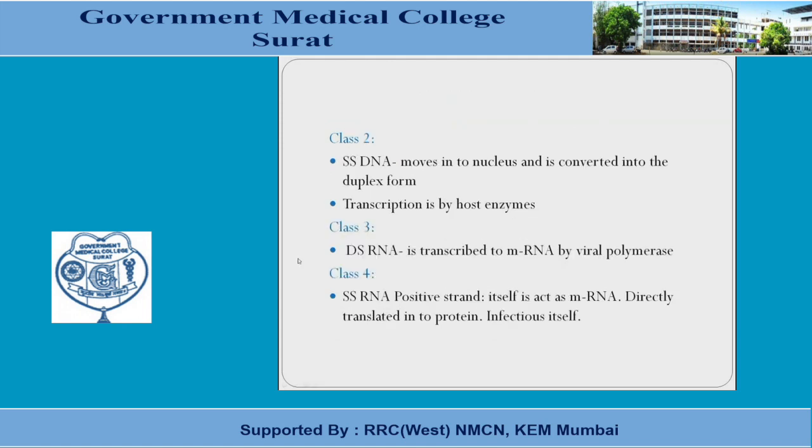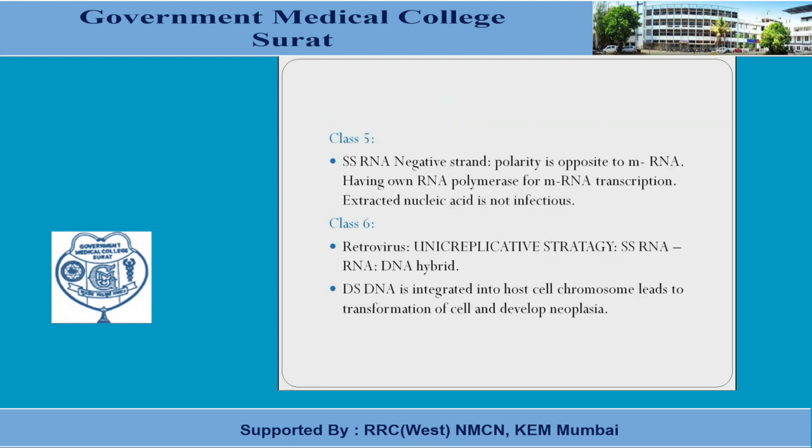In class 2, single-stranded DNA moves into the nucleus and is converted into the duplex form, and transcription is by host enzymes. In class 3, double-stranded RNA is transcribed to messenger RNA by a viral polymerase. In class 4, the single-stranded positive-strand RNA itself acts as messenger RNA. Okay, so here the single-stranded RNA acts as messenger RNA, is directly translated into protein, and infects by itself. So these are the Baltimore classifications. Class 5 is single-stranded RNA.